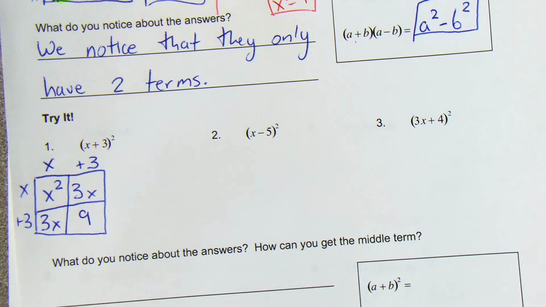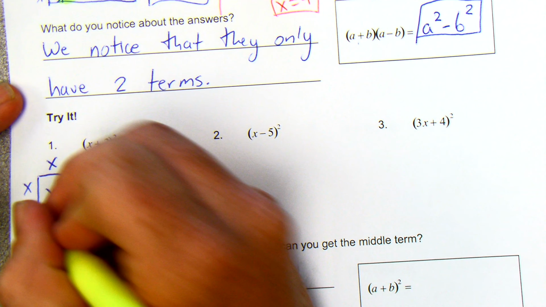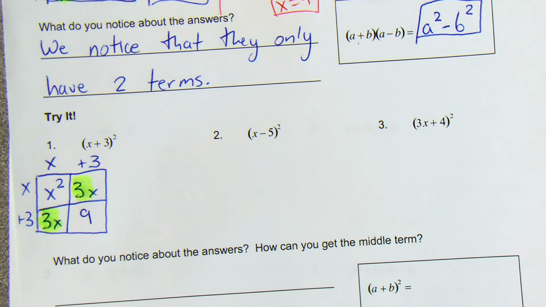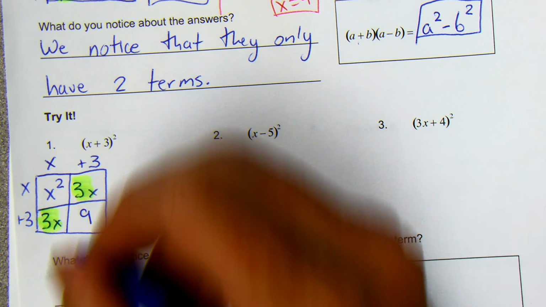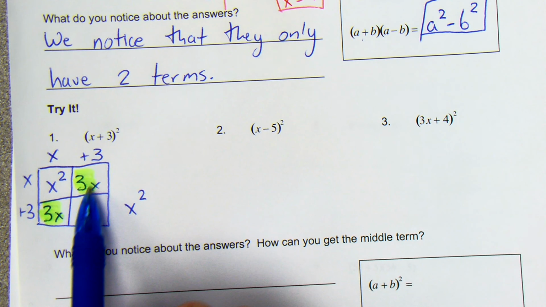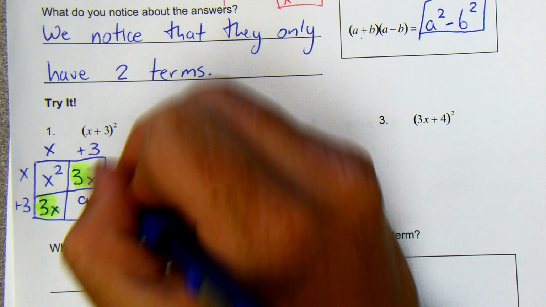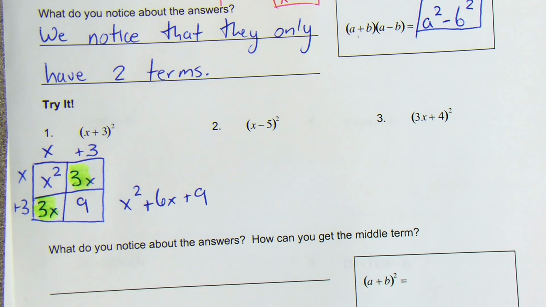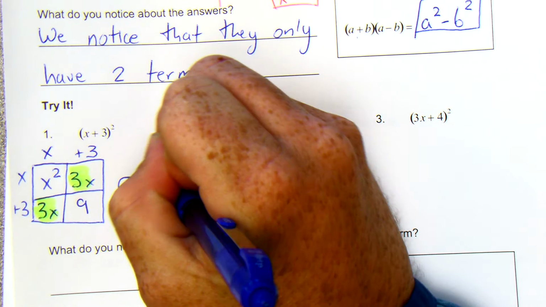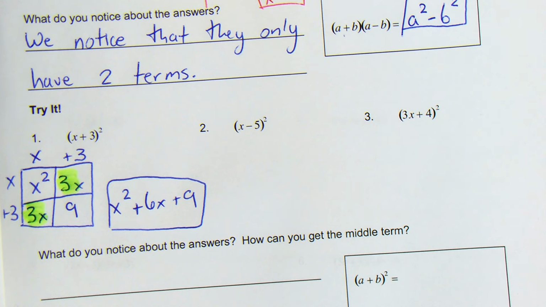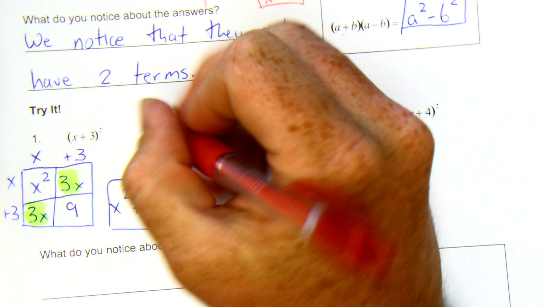So now I want to do my combination of my diagonals. So those are both positive 3x's. So I have 3x plus 3x. So my final answer would be x squared. That's what comes first. 3x plus 3x will give me plus 6x. And then all I have left is plus 9. Okay, so my final answer would be x squared plus 6x plus 9. Now let's go ahead and do number 2. Again, I'm going to do it in red just to differentiate a little bit.